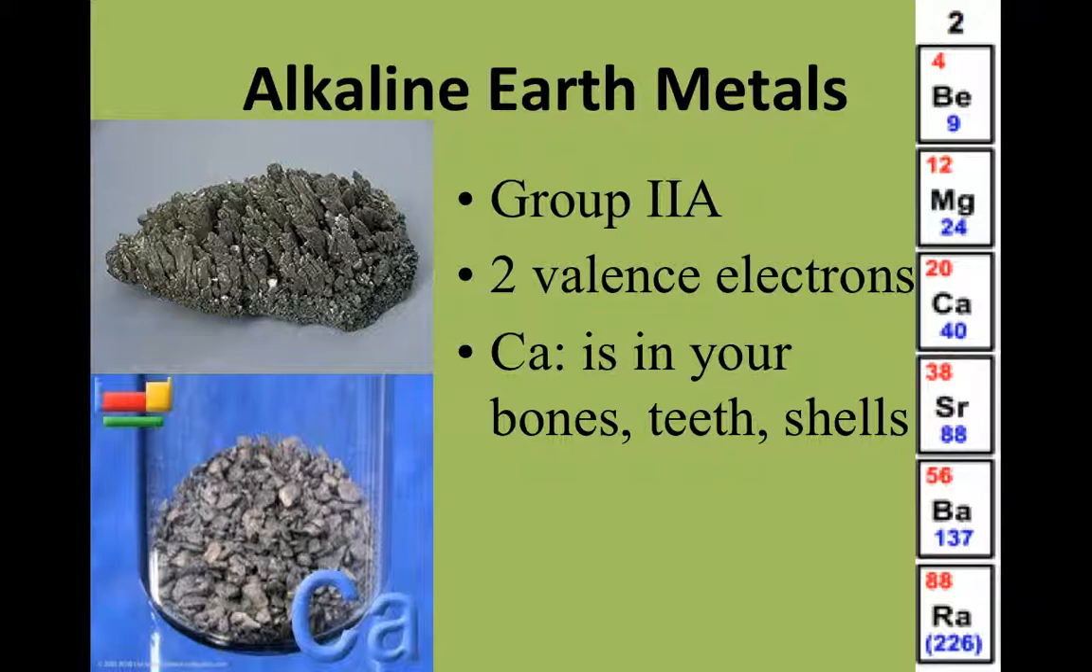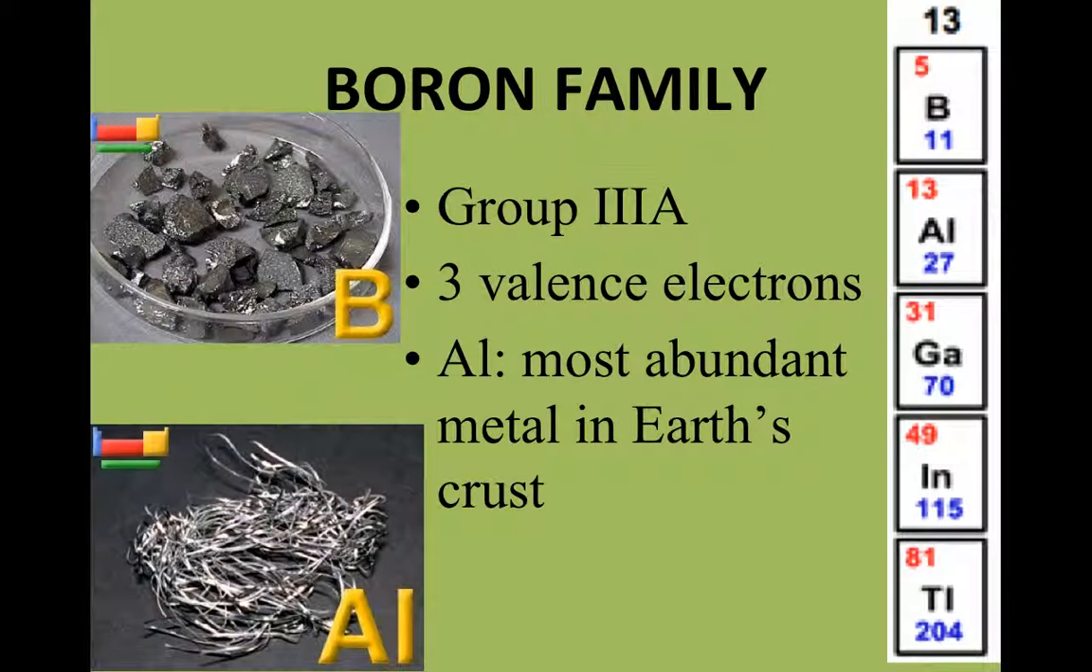And some of the most common elements that are found in the alkaline earth are calcium, which is important for your bones and your teeth, and also found in shells.